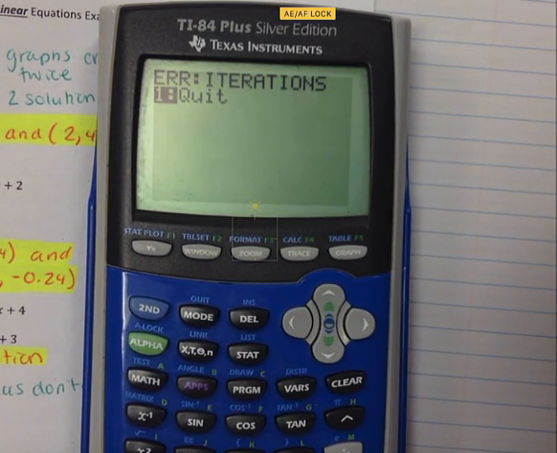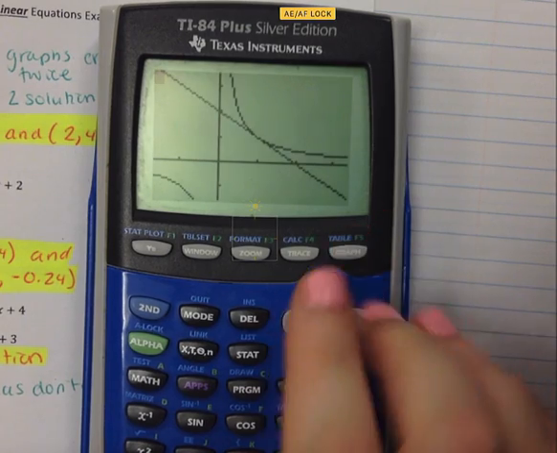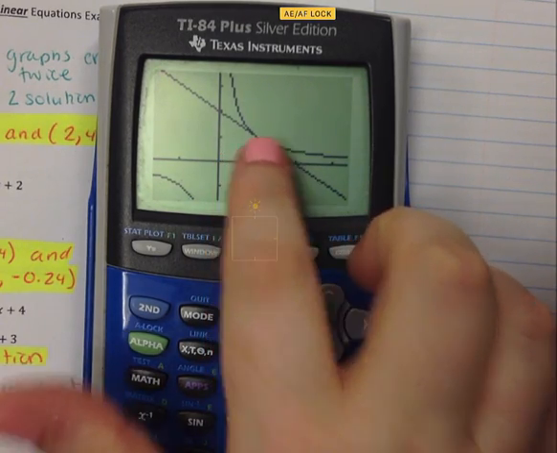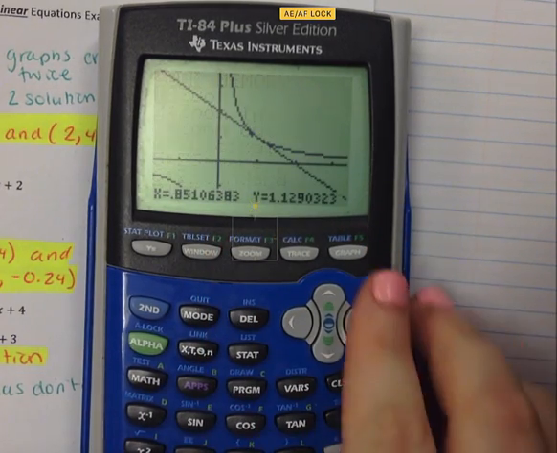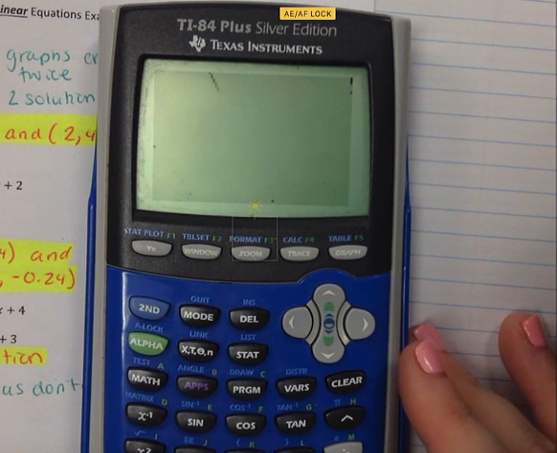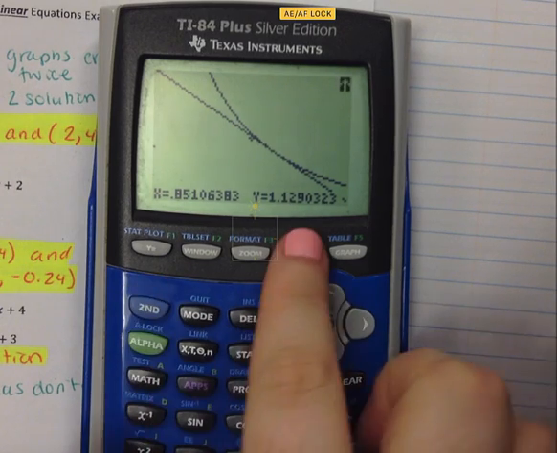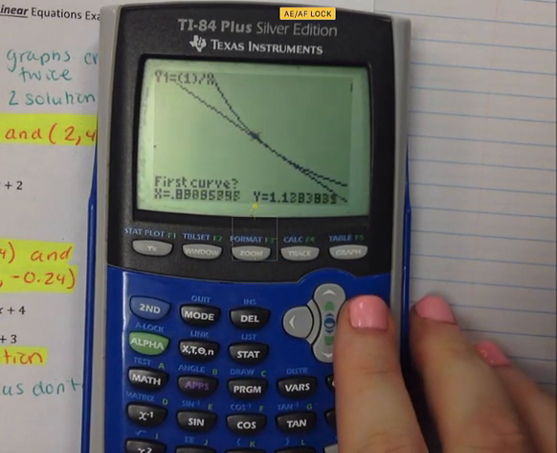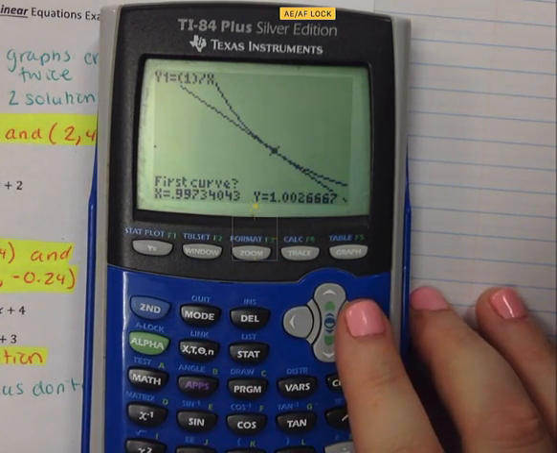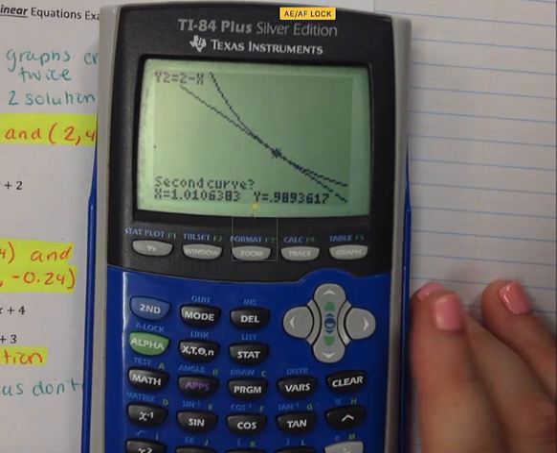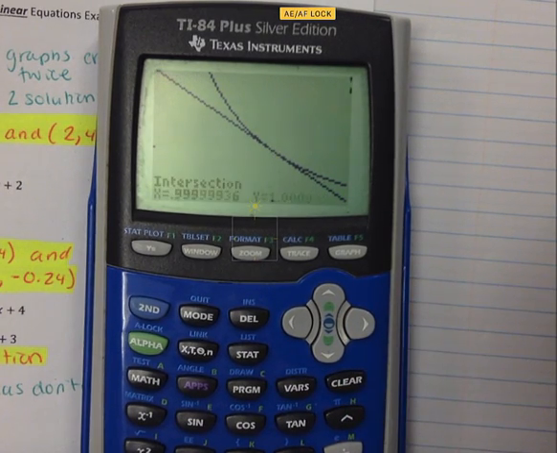I can see that it looks like it's crossing, so I'm going to go back to my graph. I'm actually going to zoom in again on that location. So zoom 2. I'm going to zoom in on this location again. There's my inverse. There's my line. So I'm going to press second, trace 5 again. I'm going to get to this area. Enter, enter, enter. See if it works this time.